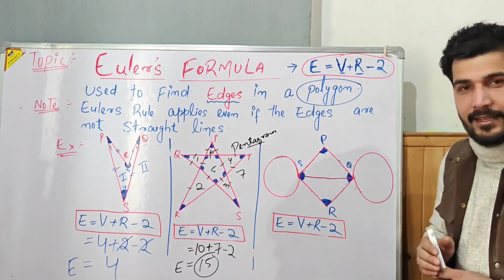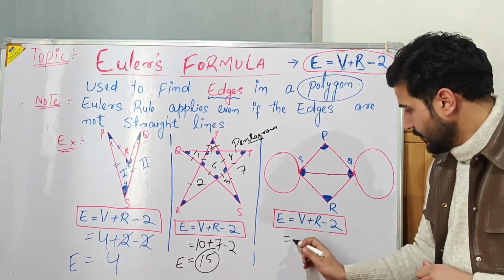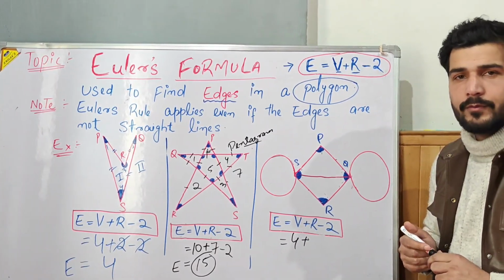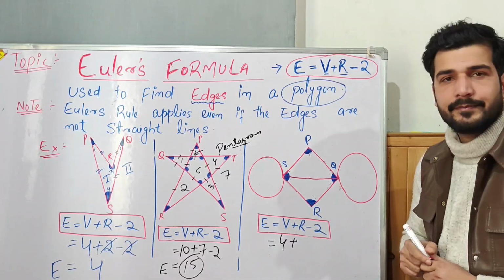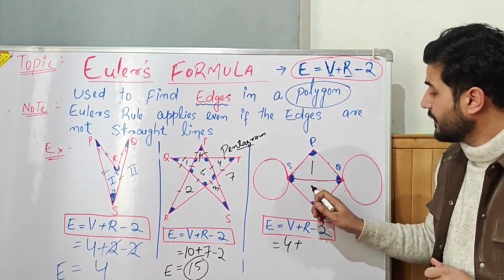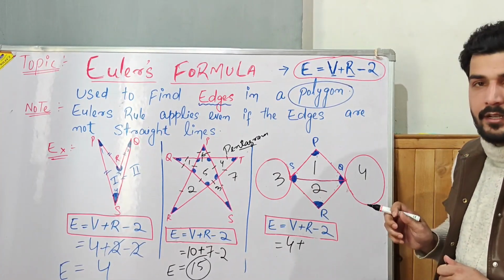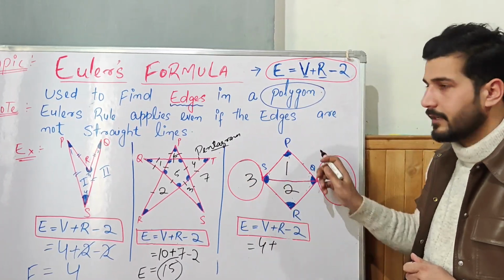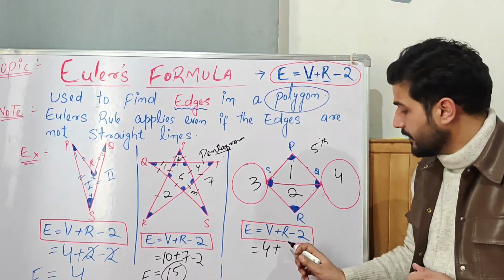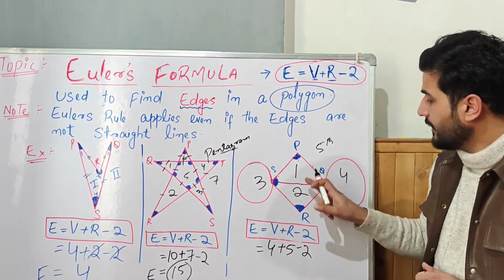So how many vertices are there? This is 1, 2, 3, 4. So in place of this V, we write 4. Okay. Now we have to find the number of regions. How many regions are there? This is 1, this is 2, this is 3, and this is the 4th region, and the region which is outside this polygon will be the 5th region. So there are 5 regions and minus 2.